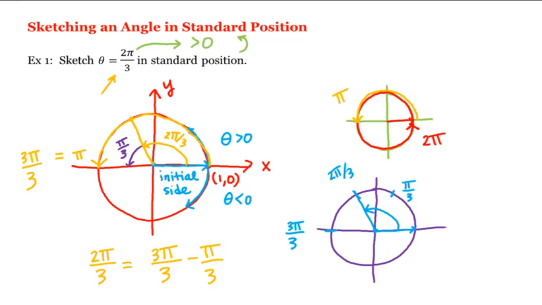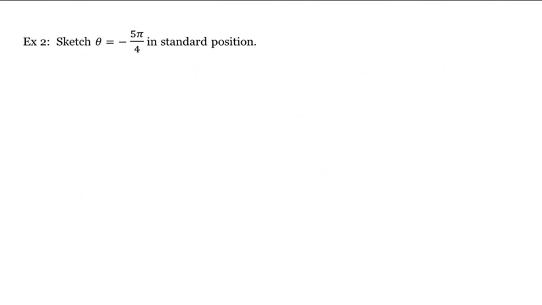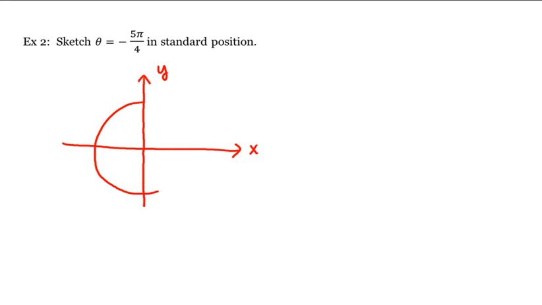All right, let's look at another example. Let's sketch this angle here. Theta is equal to negative 5 pi divided by 4 in standard position. Again, we'll begin by drawing a unit circle. So here's the initial side on the positive x-axis. And because our angle up here is less than 0, we're going to be rotating in the clockwise direction. But again, where do we stop?